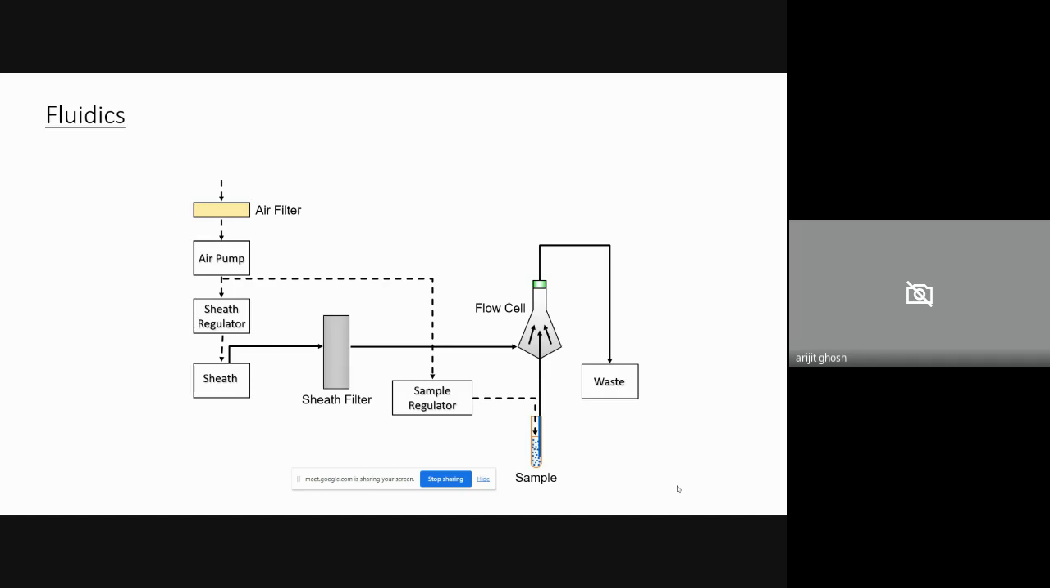Now you can say that there is a fluid which is already passing through the flow cell, and we are also running the sample, which is also in a fluid suspension, in the sheath fluid. So why is it not getting mixed? That is one of the most interesting parts of the flow cytometer. Now we'll discuss that.